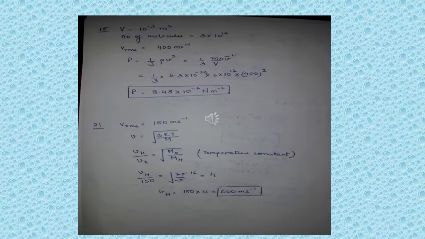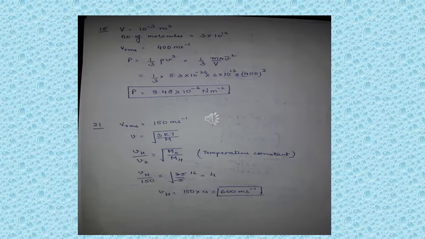Next question is question 15. The volume of a flask is given as 10 to the power minus 3 meter cube, which contains oxygen molecules, and the number of molecules is 3 into 10 to the power 12 at a certain temperature. The mass of one molecule of oxygen is 5.3 into 10 to the power minus 26 kgs, and the root mean square velocity is 400 meters per second. We have to calculate the pressure of oxygen gas in the flask.